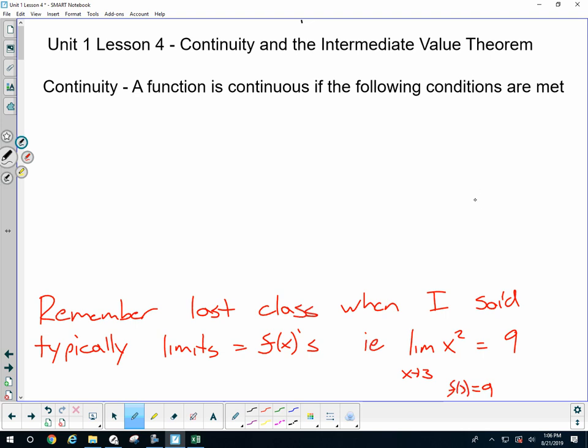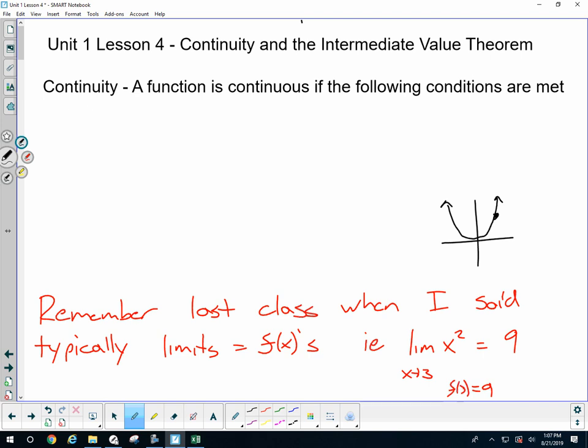And I know that we'd be approaching that point (3, 9) because x squared is nice and smooth and what we call continuous. Here's the point (3, 9). I'm approaching 9 from the left and the right, and I have the point (3, 9). Okay? And this is a typical situation for continuous functions.